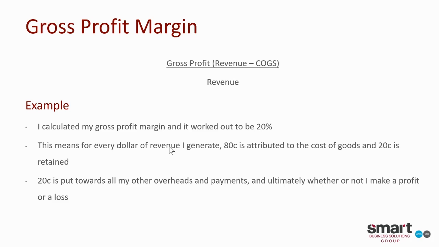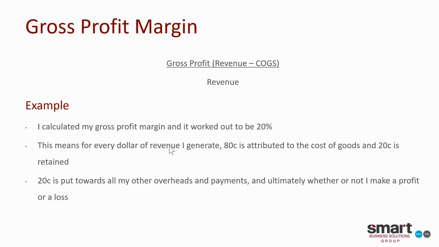So for example, I calculated my gross profit margin and it worked out to be 20%. This means for every dollar I earn, 80% goes towards my cost of goods, which means I'm making basically a 20-cent profit on my $1 that I earn. But now this 20 cents has to go and cover all my other expenses and costs.